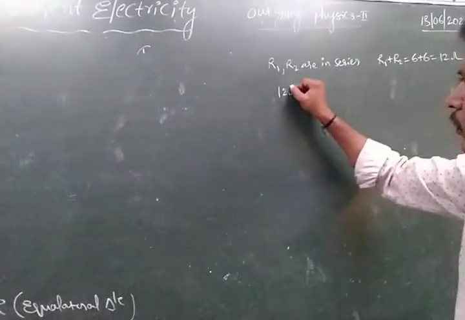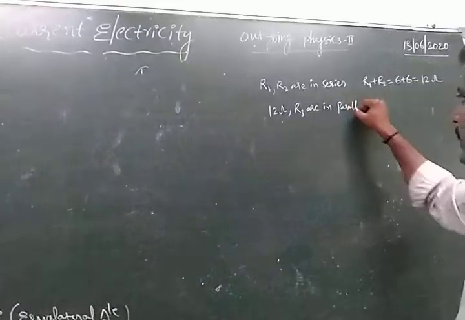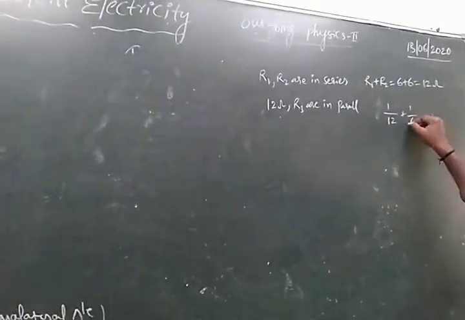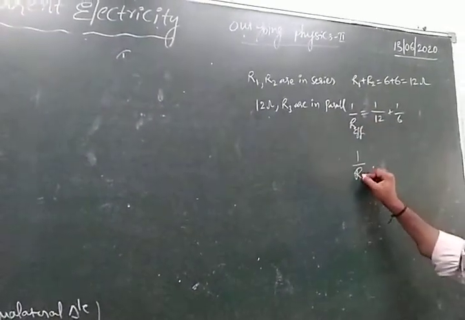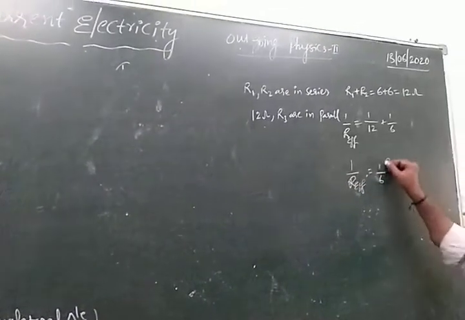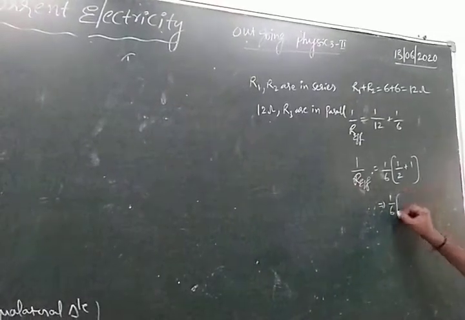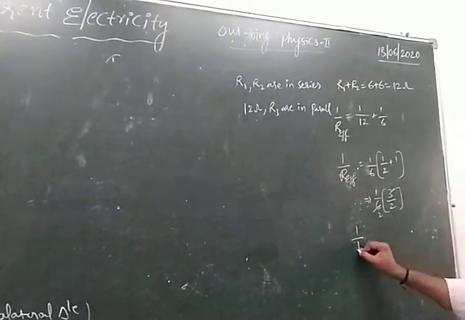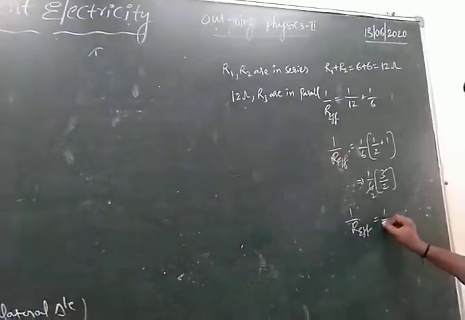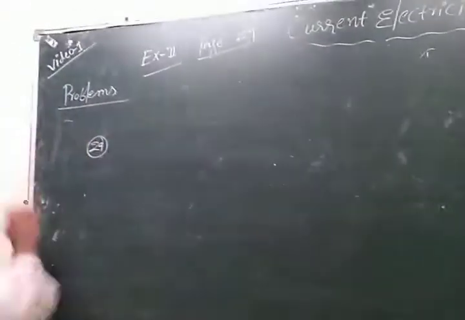Next, 12 ohm and R3 are in parallel. Parallel means 1 by 12 plus 1 by 6. Therefore 1 by R effective equals 1 by 6 taking common, 1 by 2 plus 1, that is 3 by 2, so 1 by R effective is equal to 1 by 4. R effective is equal to 4 ohms. So this is the answer.